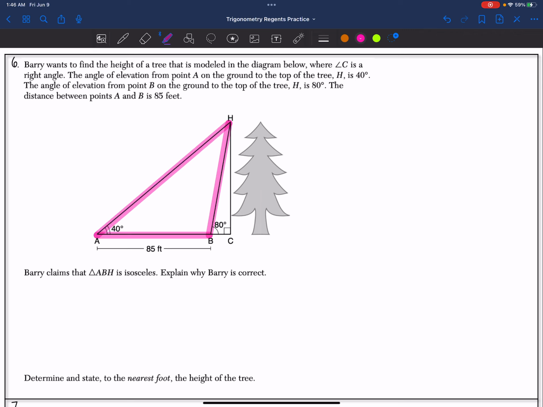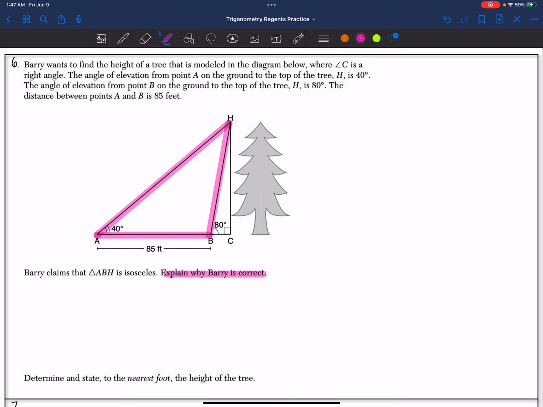And in order for ABH to be an isosceles triangle, it needs to either have two congruent sides or two congruent angles. So he claims that it's isosceles, and it's our job to explain why he's correct. So we don't need to guess whether he's correct or not. It is an isosceles triangle. We need to figure out why. So we need to get to finding some sides or finding some angles.